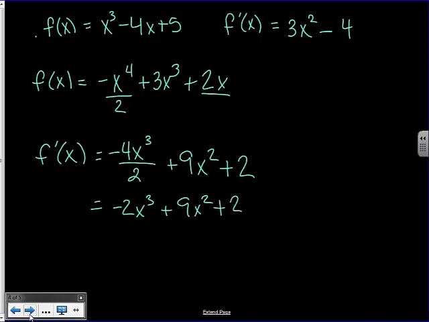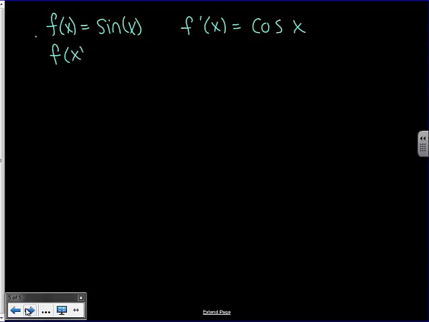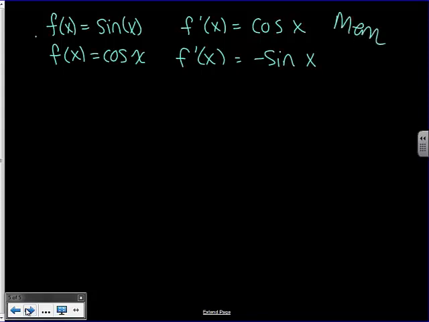Now, we're going to do some trig. These trig rules are actually very, very important. I want them memorized. If f of x is sine x, the derivative of sine is cosine x. If f of x is cosine x, the derivative is negative sine x. Memorize those. So at this point you should take out your memory list and add it to it.